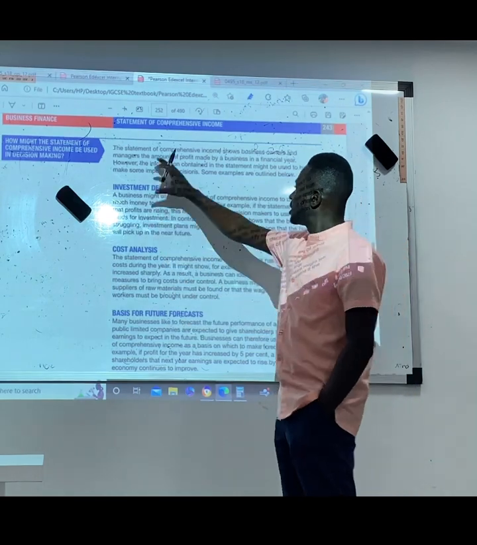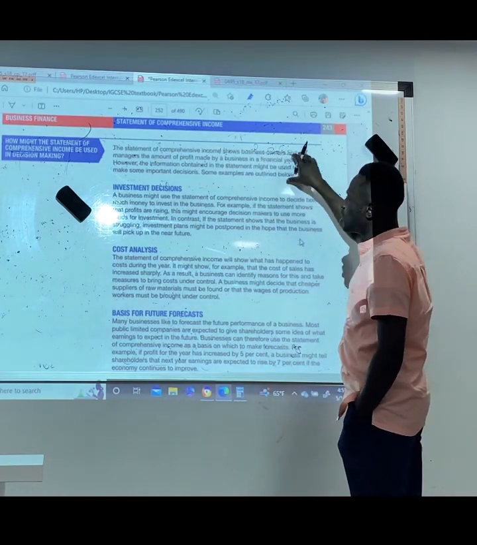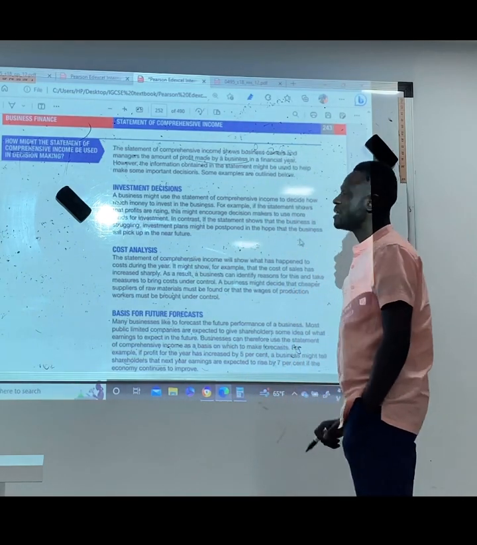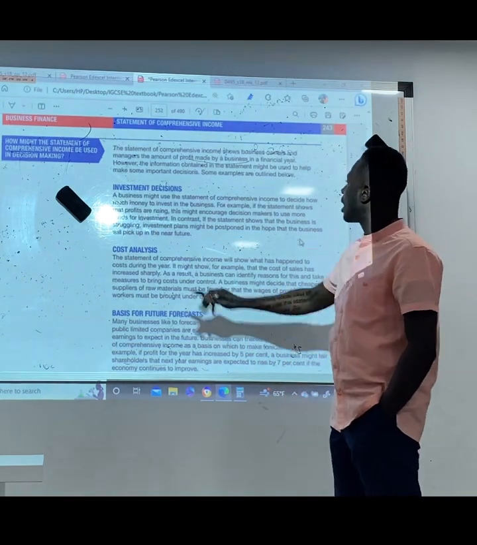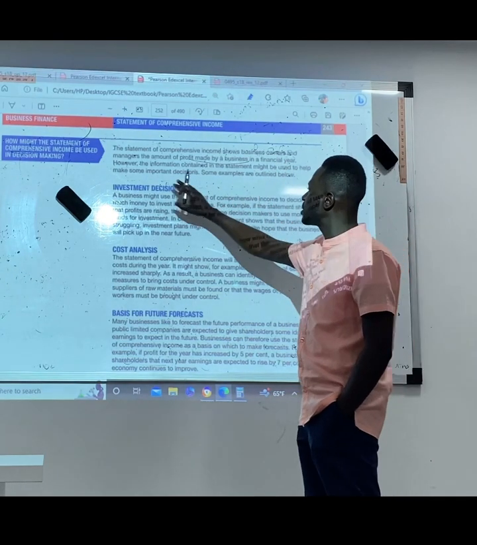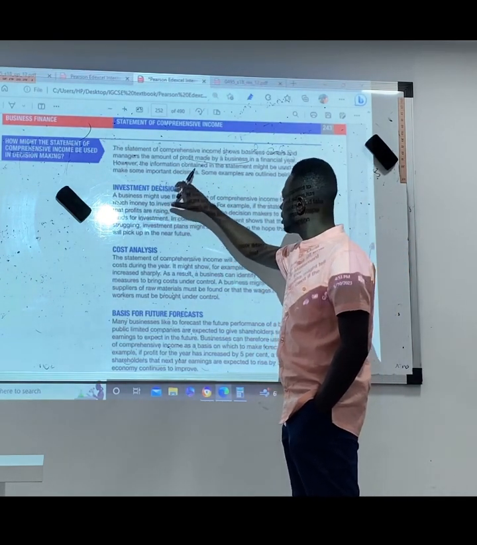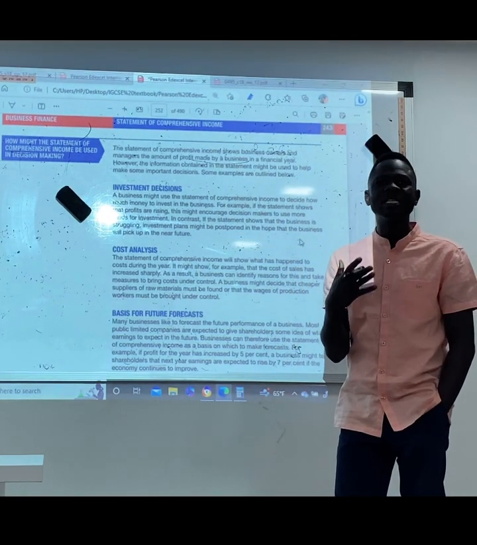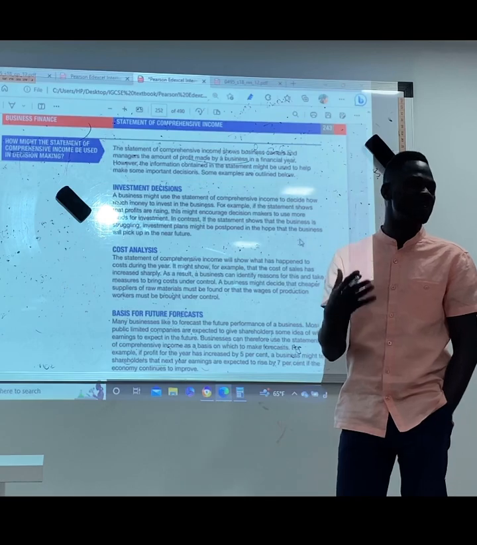They said, the statement of comprehensive income shows business owners and managers the amount of profit made by a business in a financial year. However, the information contained in the statement might be used to help to make some important decisions. Some examples are outlined below. So, what is the importance of having a statement of comprehensive income?